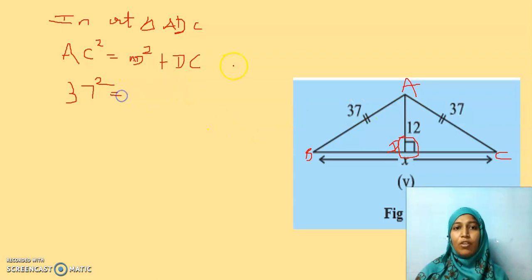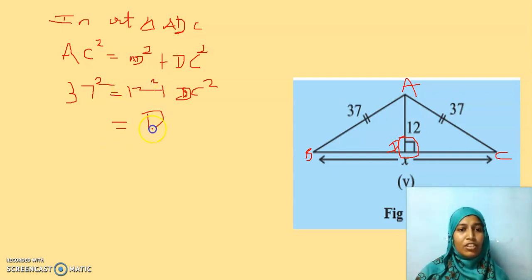What am I going to find now? It is DC that I am going to find. So let this be x, no, not x. Let it be DC itself, because x is mentioned as BC. I should not use the letter x here. So I will have DC squared as it is. In the place of AD, I will substitute 12 squared. And as per the linear equation method, I will transpose this 12 squared to this side. So it becomes minus 12 squared. DC squared equals 37 squared minus 12 squared.